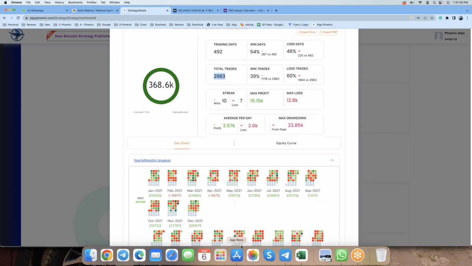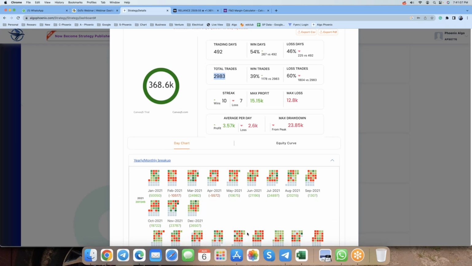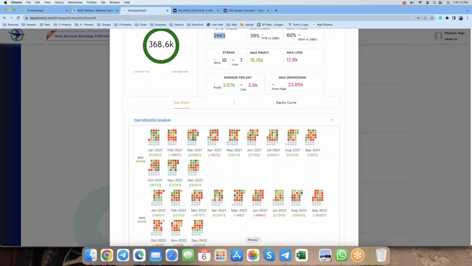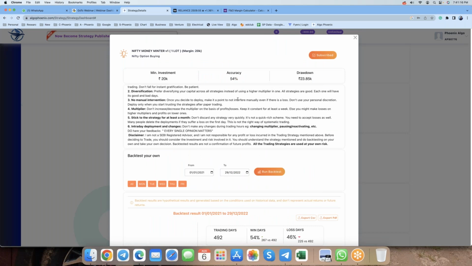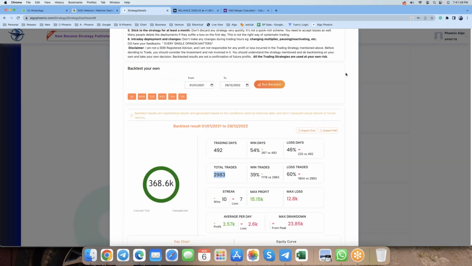1.4 lakh, divided by 12 months, approximately 12,000 rupees is what I'm going to get. Okay, 12,000 is what I'm getting from the system. So for an investment of 50,000 rupees, 12,000 rupees is approximately 10% returns. So 10% returns per month is favorable. Consider all those things.